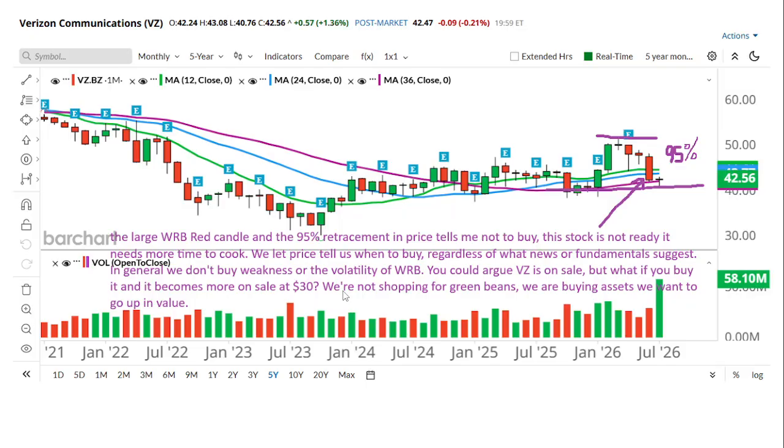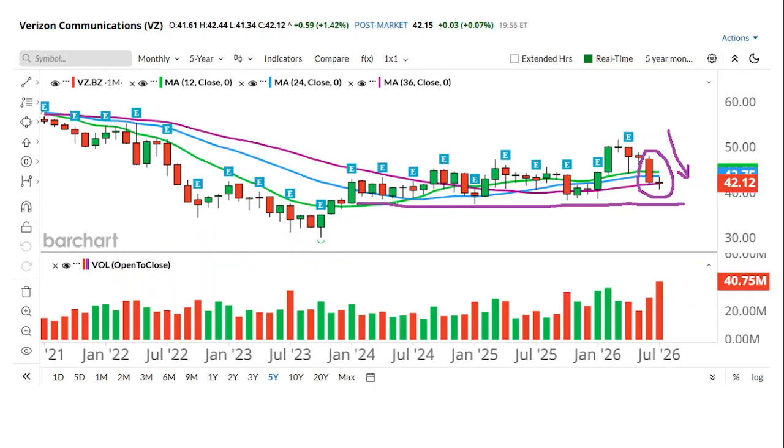Remember, we are investing and trading. We're not shopping for green beans. We are buying assets we want to go up in value, right? That's an important thing to understand in the markets. We're not buying stuff on sale at the grocery store. We're buying assets we want to go up in value. So when stocks keep going down in value, it's not a good buy at this time. And that's all I'm trying to show you guys there. So Verizon just did not work out.